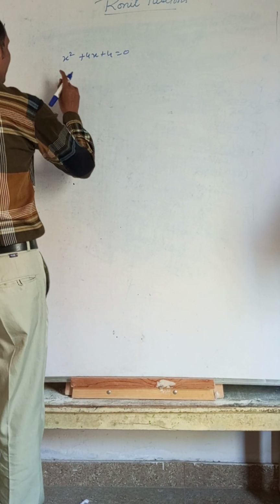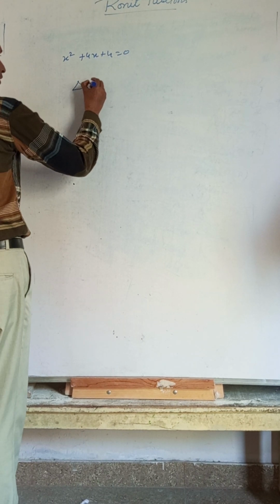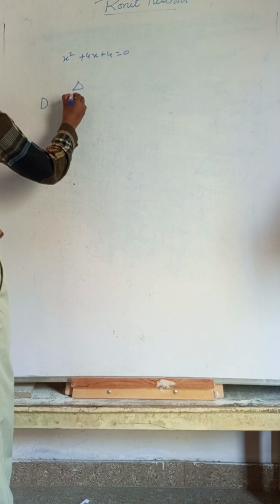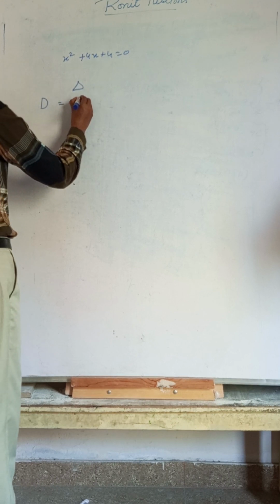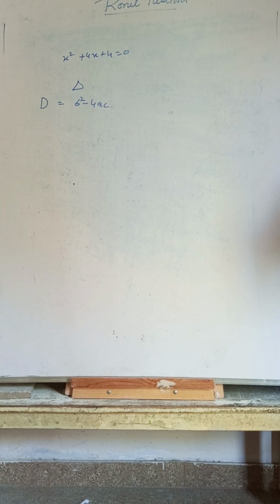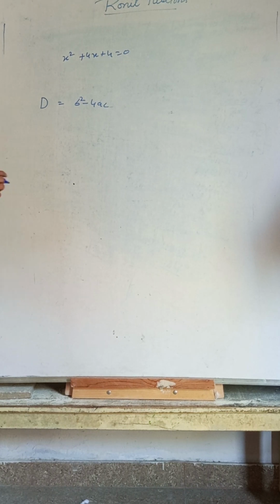First it is asking to find the discriminant. The discriminant tells about the roots, the zeros of the equation. It can be written as D, or delta also. So D is equal to b square minus 4ac. This is called the discriminant. First we find the discriminant, and after that we tell the nature of the roots.